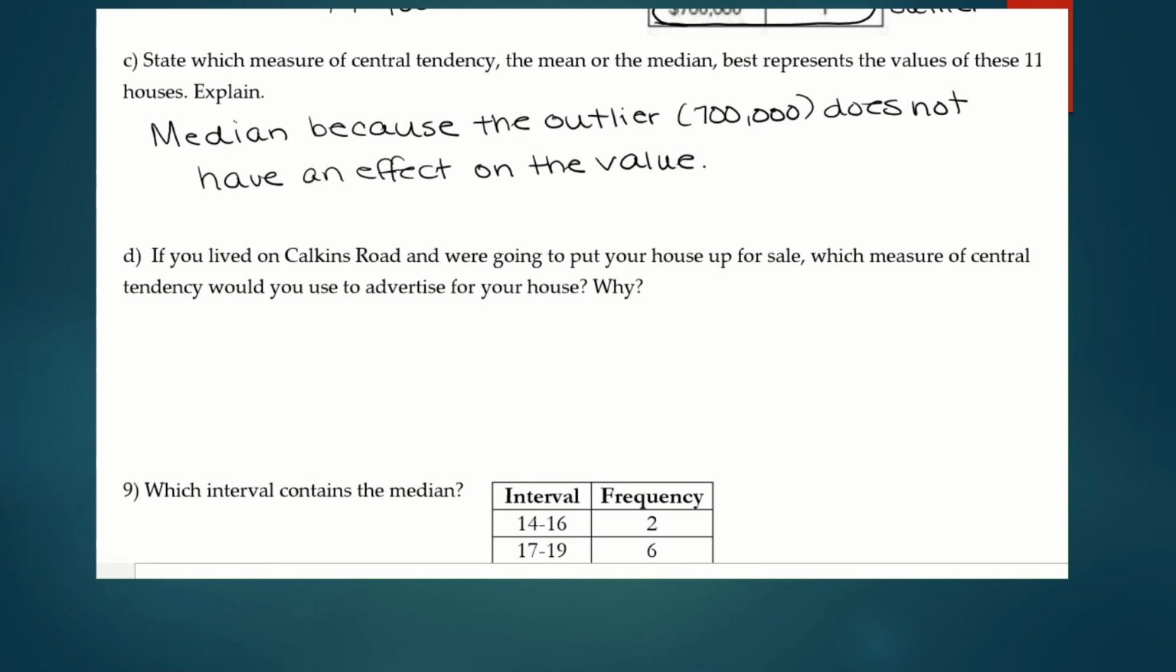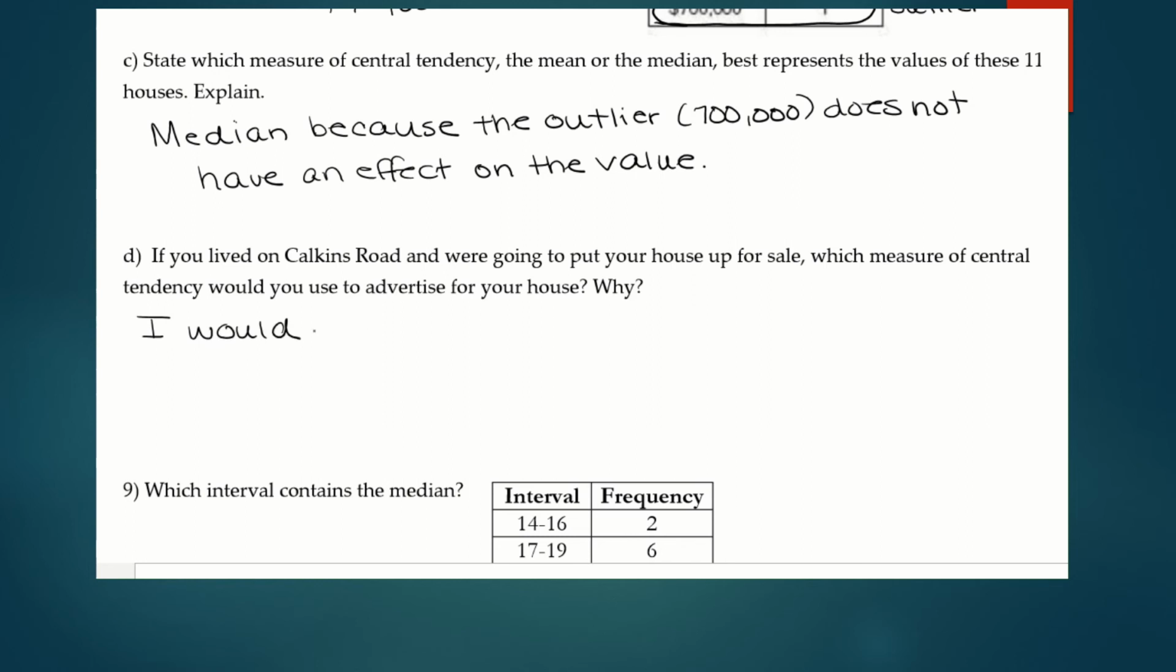And the reason for that is I could say that the average home price for a house on Calkins Road is $225,000. But maybe I'm pricing mine below that. Maybe I'm pricing mine more towards the median value. I might be saying, look, the mean value is $225,000, but I'm selling mine for well below the average value.